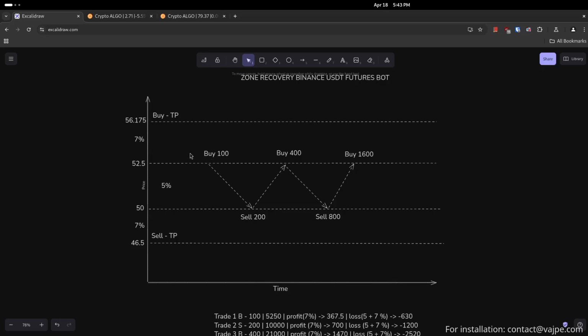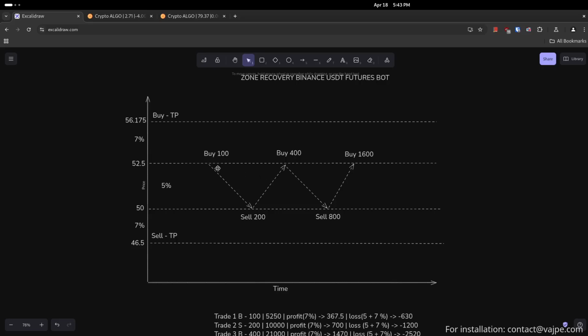If you end up in profit, you have a setting to set a take profit, and it is 7%. If the price goes to 56.175, you close the trade, and that is the happy scenario, right? What happens if the price goes against you?